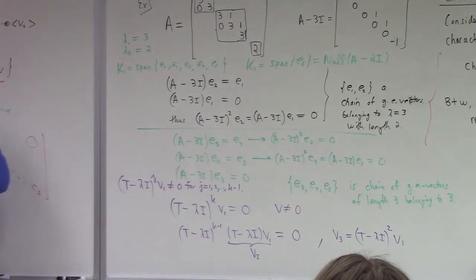So how do you see minimal polynomials from the Jordan form? While we're on the topic.